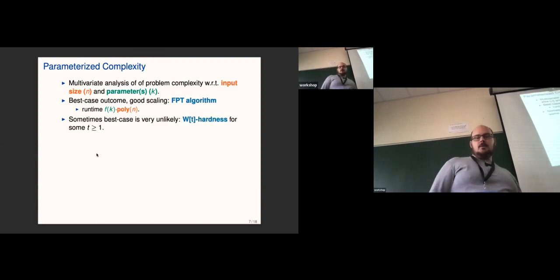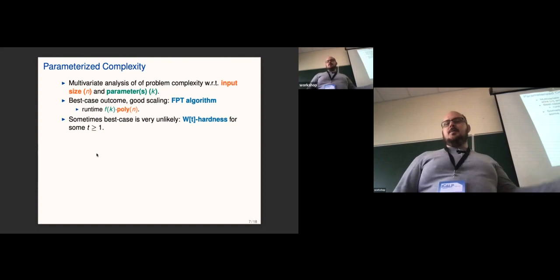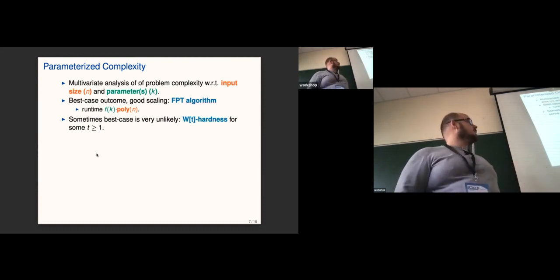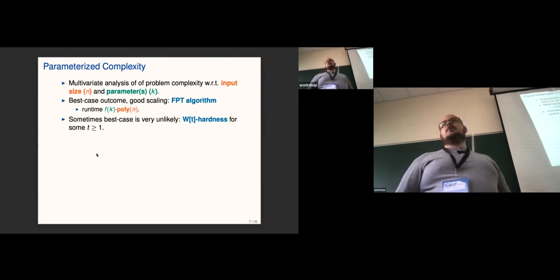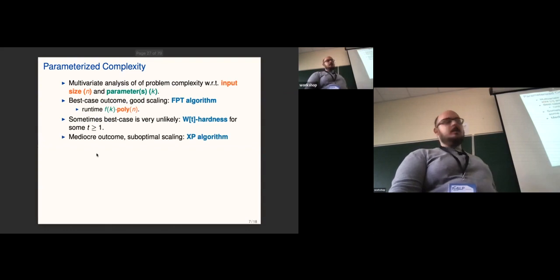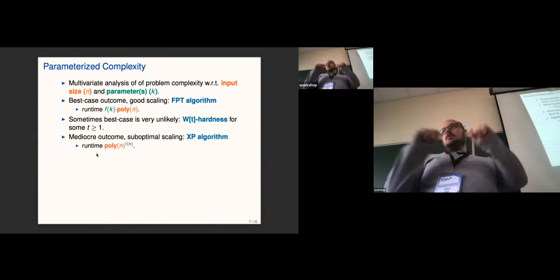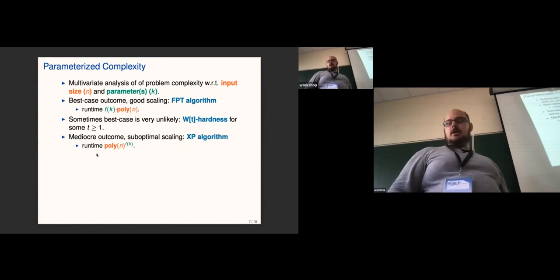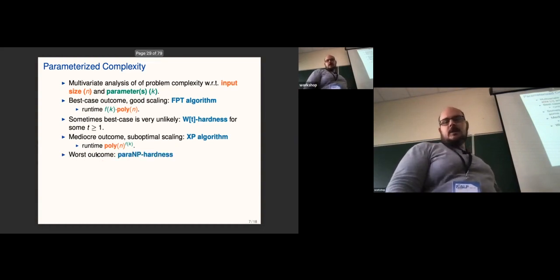Sometimes this is not possible, for which there are some hardness classes and some conjectures similar to P versus NP. We have that FPT is not equal to W1, which is a widespread conjecture in parameterized complexity and really believed. And for these problems, we can get XP algorithms where we have n to some function of k running time. And sometimes it can be NP-complete even for some fixed value of the parameter. Okay.